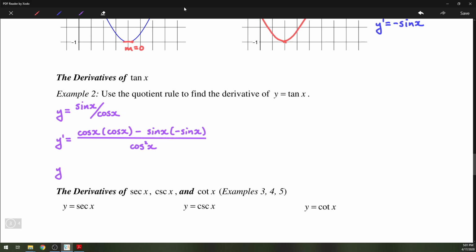Okay, so we're going to go ahead and simplify this a little bit. Cosine x times cosine x makes cosine square x, of course. We have two negative signs, so that will be a plus sign there, and then sine square x. And this will be all over cosine square x. And for those of you who remember your trig identities, you'll notice that the numerator is in fact just 1. So you just have 1 over cosine square x, which means the derivative of tangent x is going to be secant square x. So a very neat result.